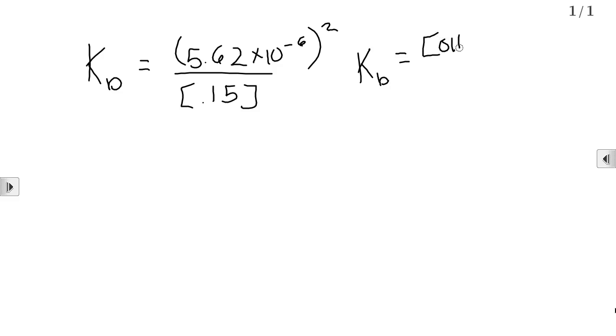And the reason that these are the same: every time you break an ammonia apart, you get one of those and one of those, 1 to 1. Okay? I just filled that in. And now you can just plug that in your calculator and solve. Okay?